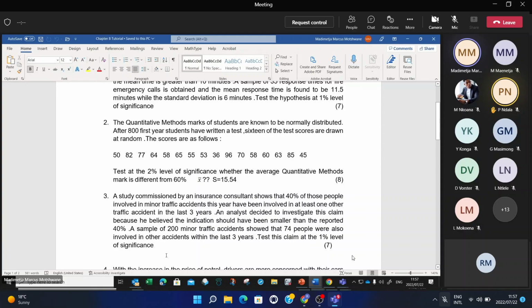Just to give you a clue, this is all about a proportion. This is a hypothesis test for a proportion. Please give it a try.